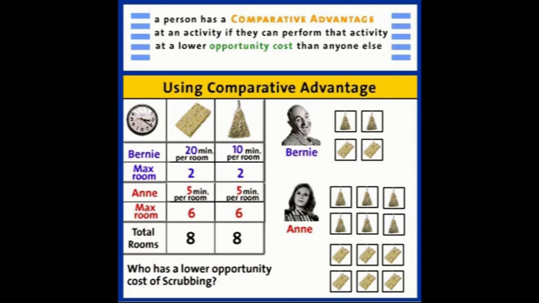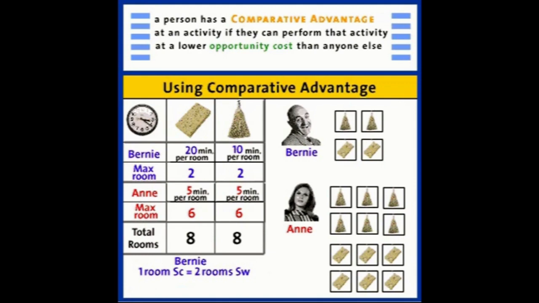We'll start by looking at the opportunity costs of our 2 players and look at who has a lower opportunity cost for providing the service of scrubbing. Let's start with Bernie. If Bernie scrubs a room, it takes him 20 minutes. Now, since it only takes him 10 minutes to sweep a room, Bernie's opportunity cost for scrubbing 1 room is 2 rooms worth of sweeping that he's not doing. So that's his opportunity cost.